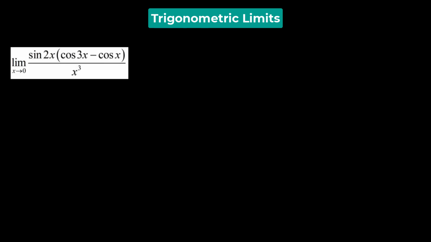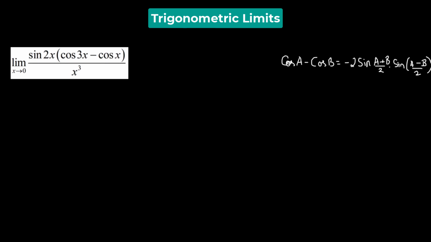So we need to determine the limiting value of the given function. What we're going to do is use the identity that cosine of a minus cosine of b is equal to negative 2 times sine of (a plus b) over 2 times sine of (a minus b) over 2. Let me rewrite it: a minus b over 2.